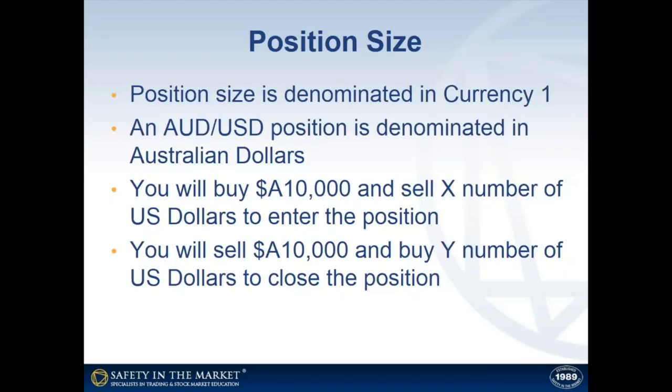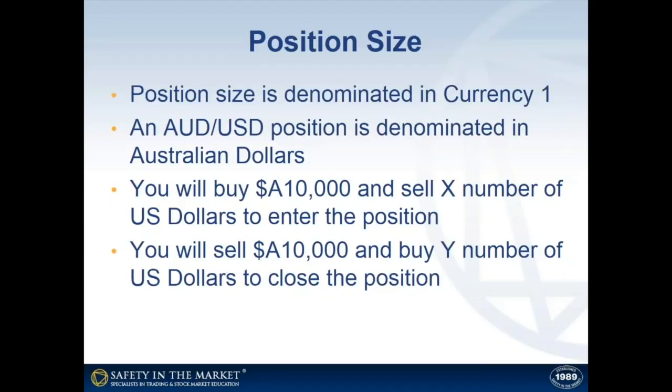You're selling Y US dollars. So what you end up with is the buying and selling of 10,000 Aussie dollars cancels each other out, but the X and Y US dollars don't cancel each other out. One will be positive, one will be negative, and you'll have a leftover position in US dollars, and that's your profit or loss on the trade.